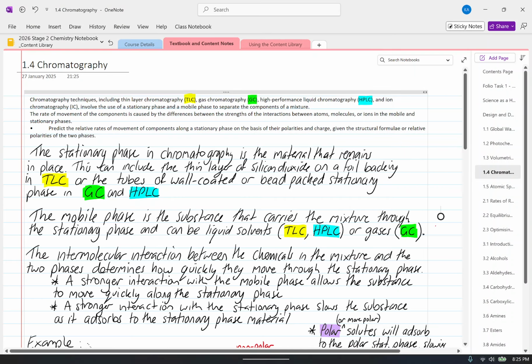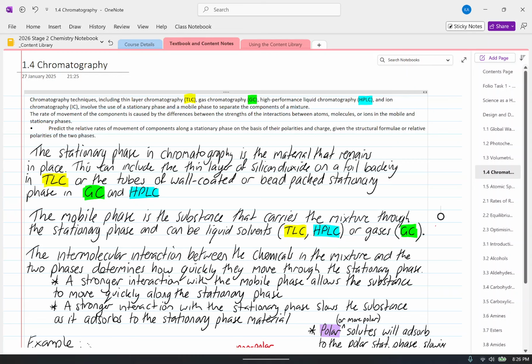Subtopic 1.4 is on chromatography, which is a broad set of techniques that allow you to separate substances within a mixture based on some of their properties. Now, all the chromatography techniques that we're covering today have two phases, one stationary phase and one mobile phase. As the names suggest, one of them remains in place while the other one moves. And we'll cover that in more depth now.